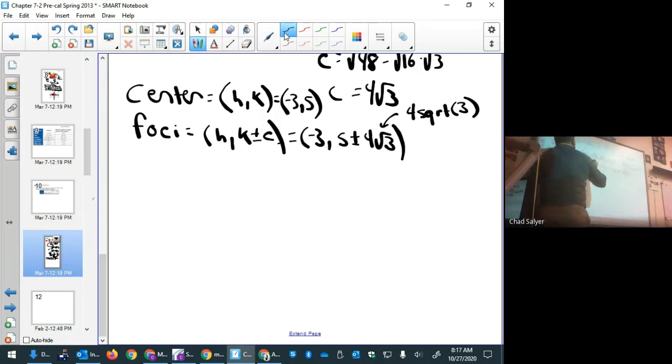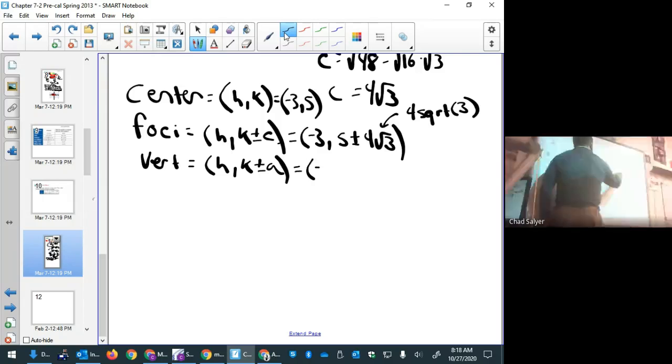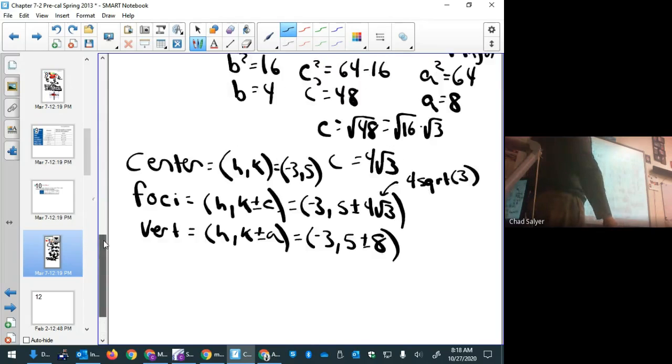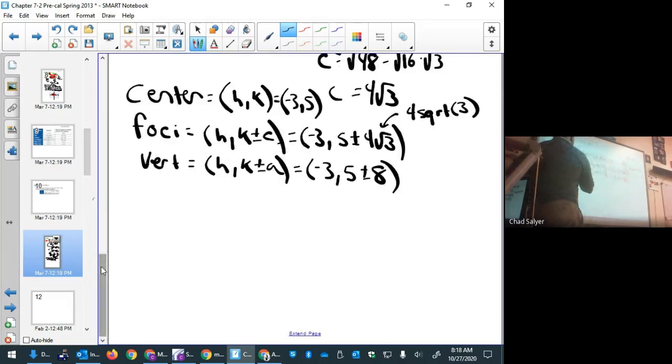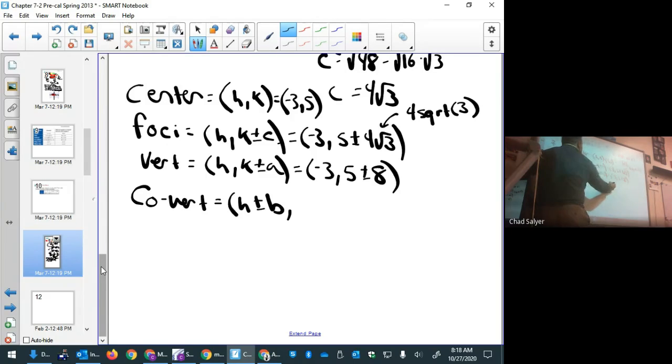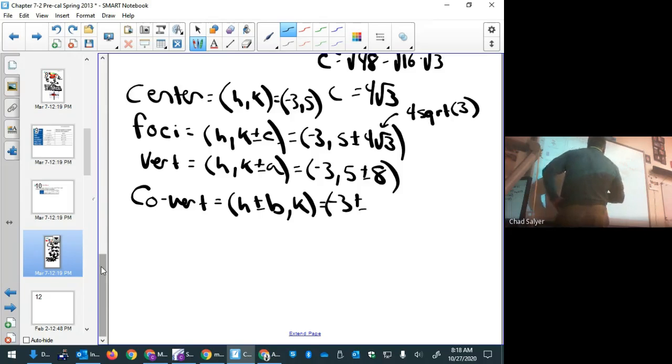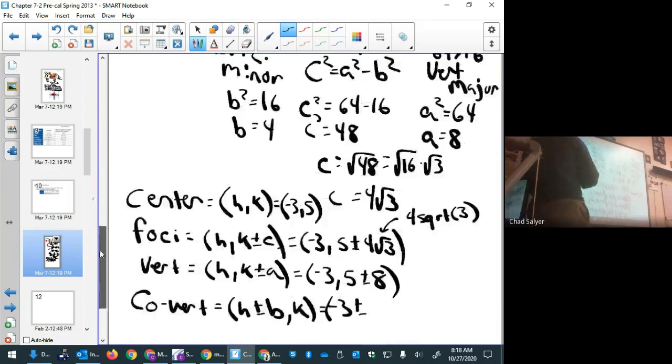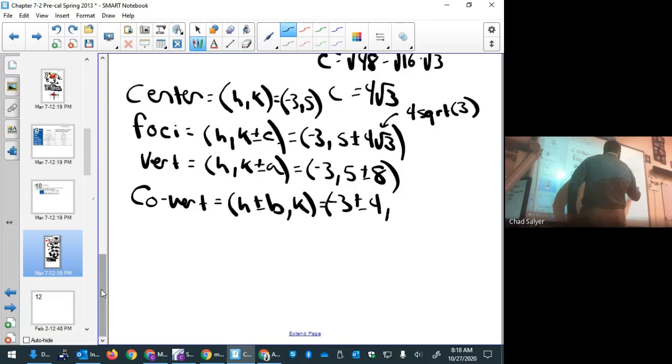Now let's talk about the vertices. And that's going to be H, K plus or minus A. And that's -3, 5, plus or minus 8. Yep. And then the co-vertices. So that's going to be H plus or minus B, K, which is -3 plus or minus 4, 5.